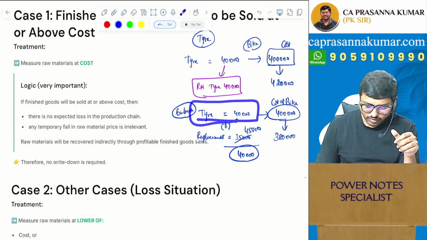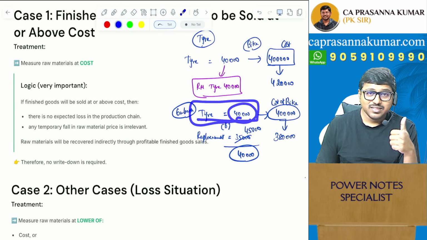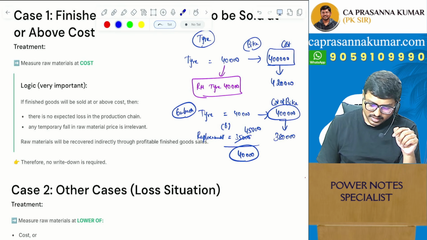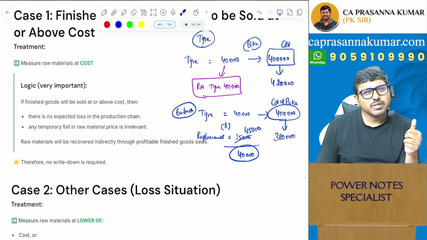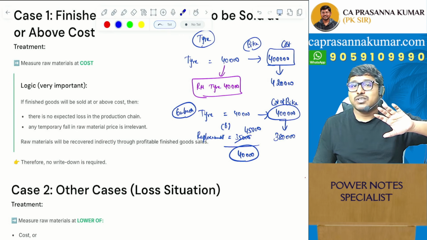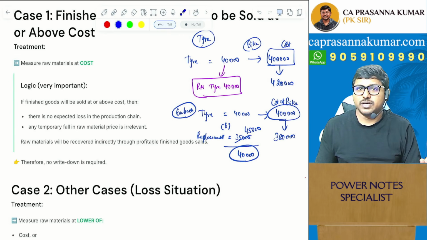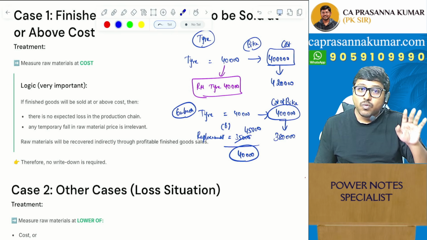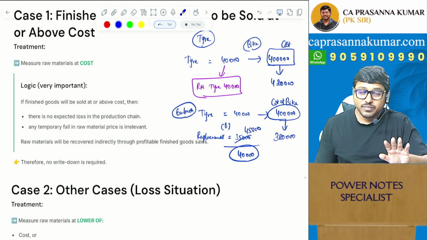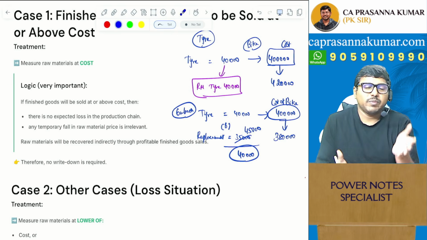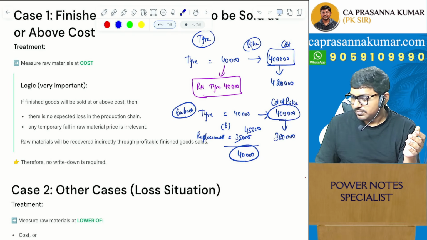Is the price at which you have purchased the raw material, which is 40,000? The answer is no. Immediately check for replacement cost. So what is meant by replacement cost? It is not the cost at which you have purchased your raw material already. It is the cost if you purchase the raw material today, then what is the cost?